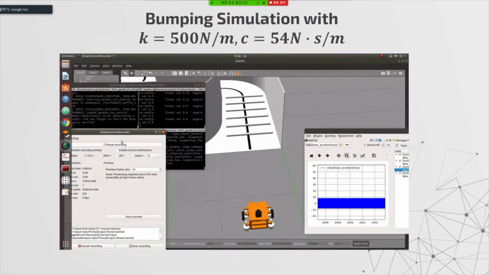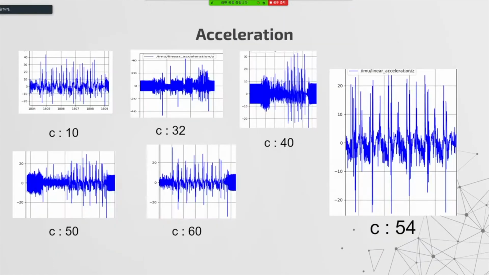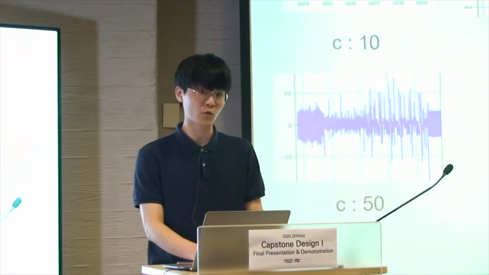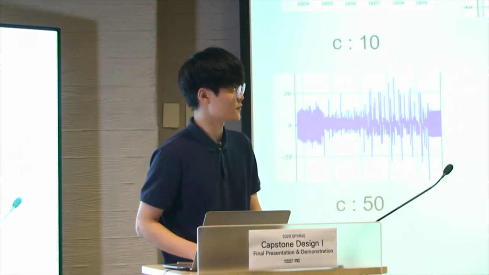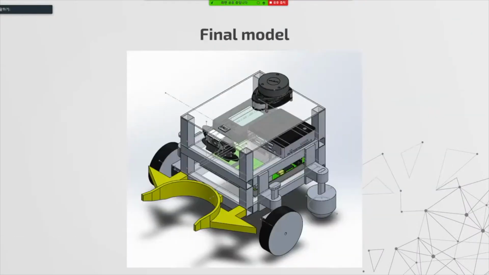We simulated many cases with different C, and this is a video of the suspension system experiment. From the result, we conclude that the critical value C is 54 and shows the smallest vertical acceleration in the simulation. From this overall process, finally, we made this final model.